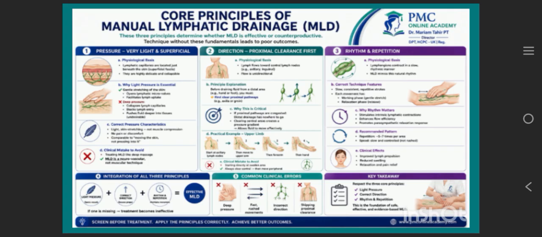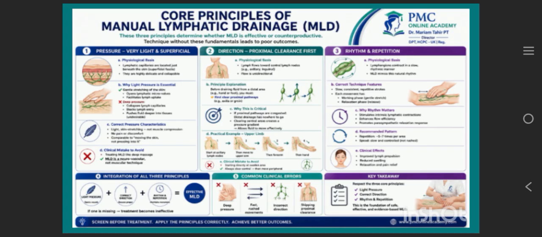We will discuss its physiological basis. Firstly, lymphatic capillaries are located just beneath the skin, in the superficial fascia. Secondly, they are highly delicate and collapsible. Next is why light pressure is essential. Firstly, gentle stretching of the skin opens lymphatic microvalves. Secondly, this facilitates lymph uptake.